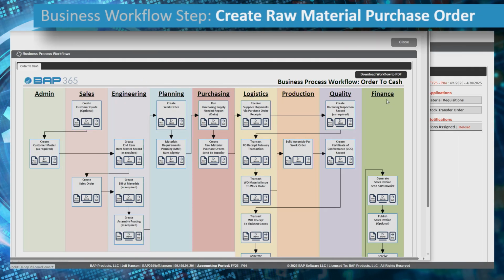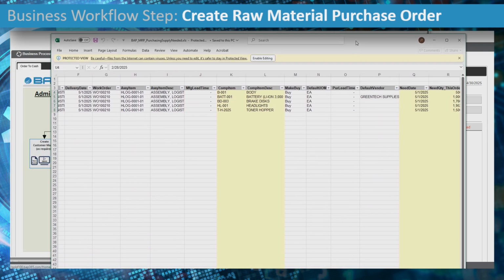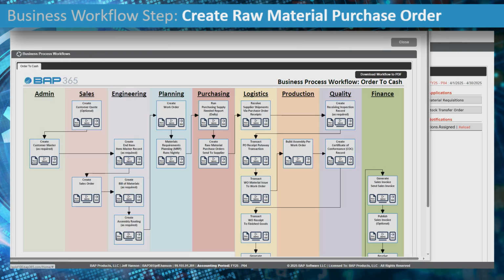All right, in the next step in our order to cash business workflow, we just ran the purchasing supply needed report in the previous step, which let us know what we need to order from a purchasing point of view. So that is this report. Now we're going to create raw material purchase orders to send to our supplier. In this case, I'm going to be able to order all these needed items from the same vendor. So I'll show you how that's done.